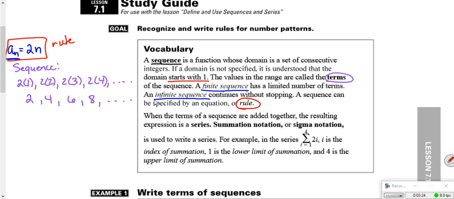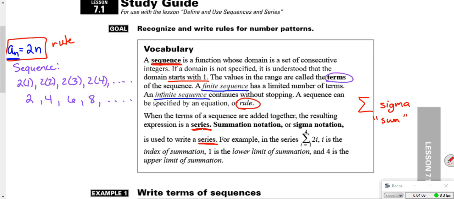It says when the terms of a sequence are added together, the resulting expression is a series. So we have the difference here between a series where you're adding the terms together and a sequence where you're just listing them. A sequence, you're just listing the terms. A series, you're adding them together. And on a series, we have summation notation or sigma notation. This right here is the Greek letter sigma. If you look up a Greek alphabet, that's the Greek letter sigma, and it means sum. So we use it to add up the terms of a sequence.